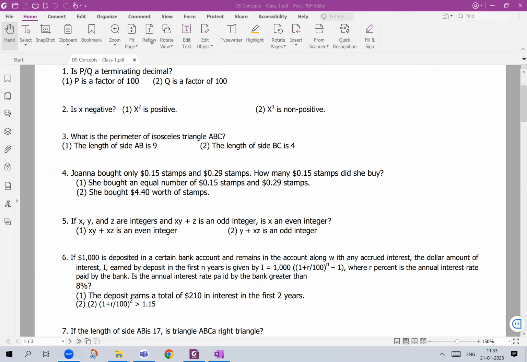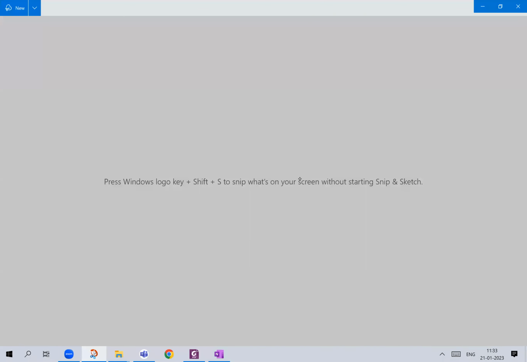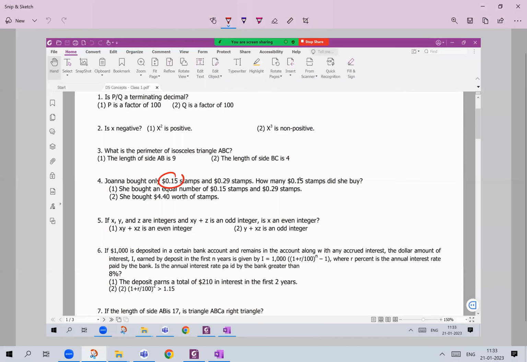Perfect. Now it says that, see here, Jonna bought 0.15 stamp and 0.29 stamp. How many 0.15 stamp did she buy? So let's say the 0.15 stamps he bought is X and 0.29 stamp what he bought is Y. The question is how many 0.15 stamp did he buy? What is the value of X? Your first job is always in data sufficiency question, guys, to segregate the type of a question. It is a what type of a question? The question asking what is the value of X.